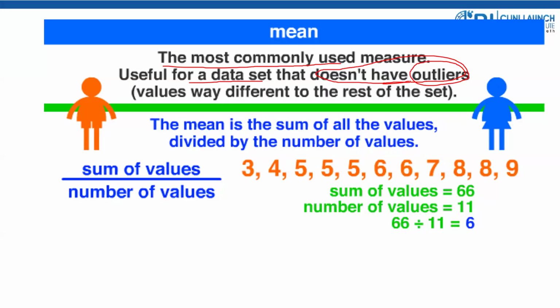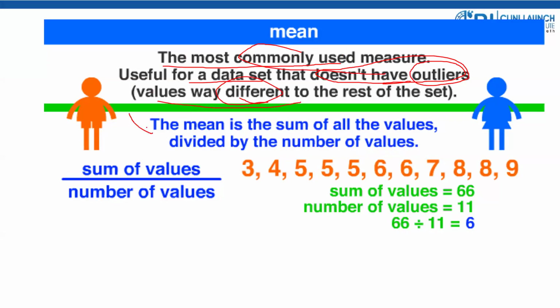Too much variation. Such data is called outlier. So whenever you don't have outliers, then you can use mean. That is the most commonly used measure. The outlier values might be different from the rest of the data. Such data you have to remove or replace by something else.